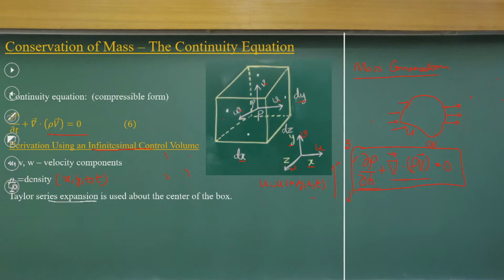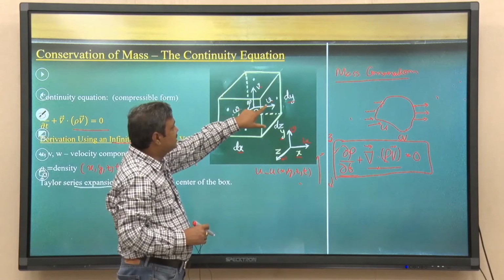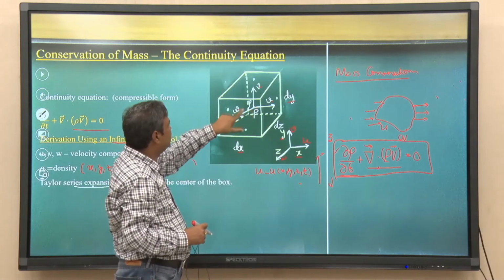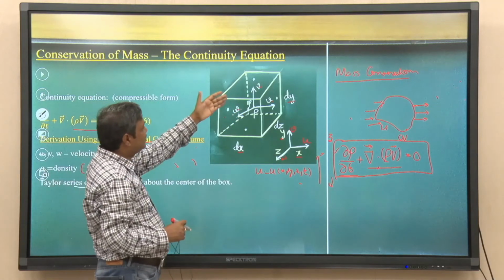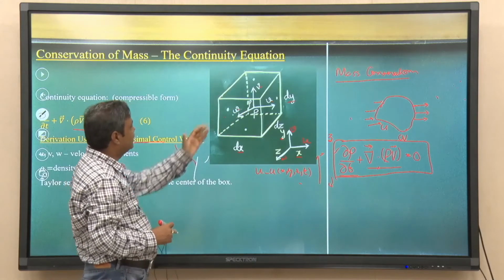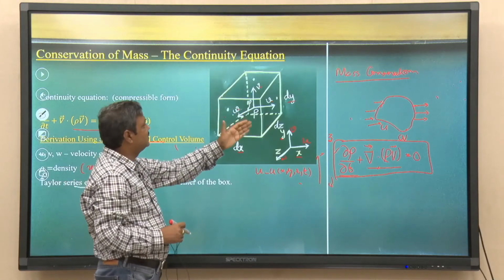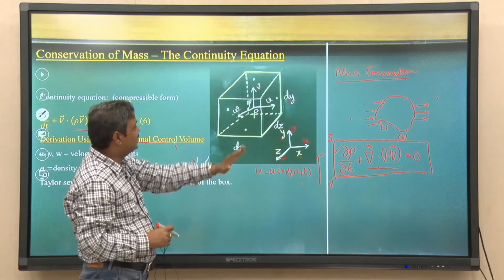So, basically, considering the centroid of this box, the velocity is equal to u, v and w. What will be the velocity at the different faces? That is what we are going to look at. There is the front face, the rear face, top, bottom, left side and the right side.